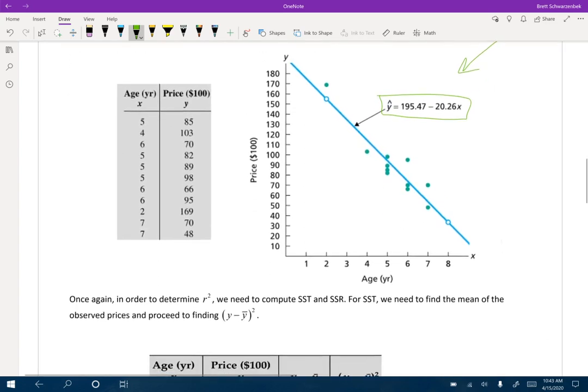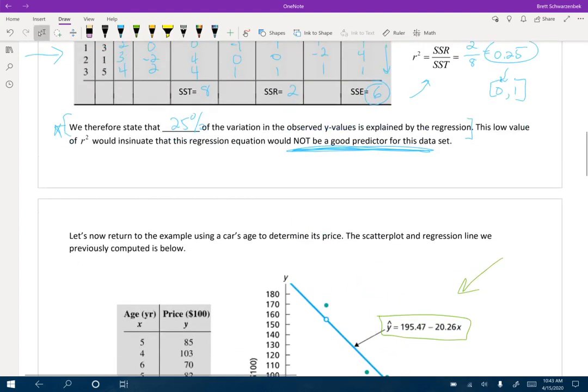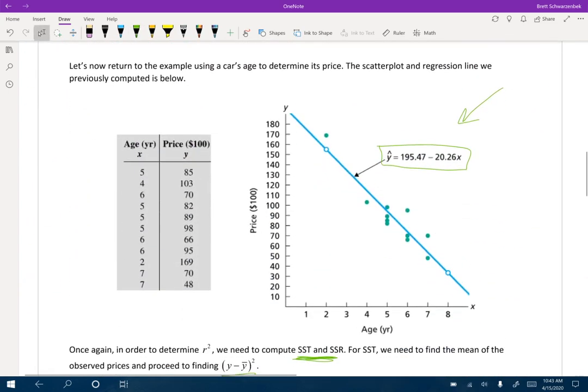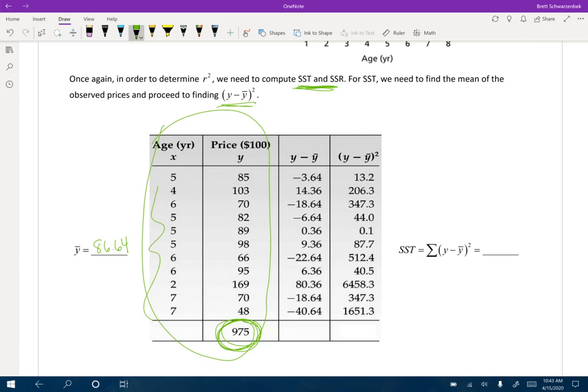So what if you were asked to calculate R squared from scratch? Again, you would have to calculate SST and SSR. SST is computed by y minus y bar, squared, and then the sum of them. So I brought in the age and the price here. If you return to the previous examples, our y bar was calculated to be 86.64. You can actually calculate that by doing 975 divided by the 11 observations, but that was the value we got in the previous section.